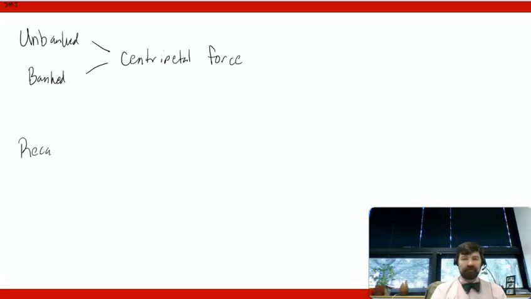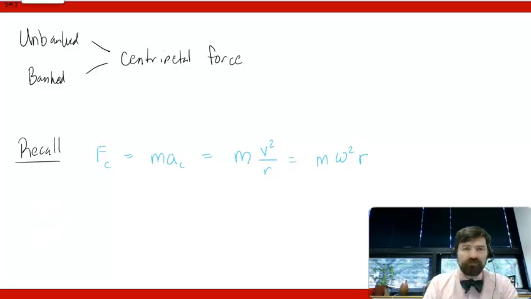So you may recall here that the centripetal force Fc must be equal to the mass of the object, the car for example, times the centripetal acceleration, and that the centripetal acceleration is the tangential speed squared divided by the radius, or the angular speed squared times the radius.